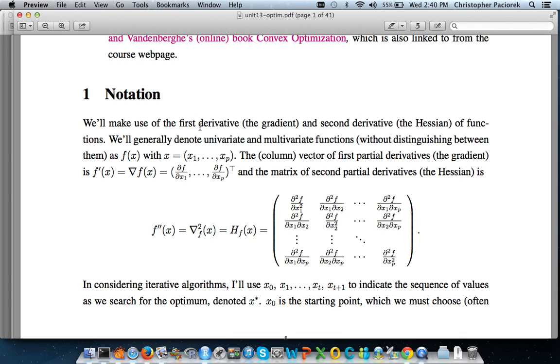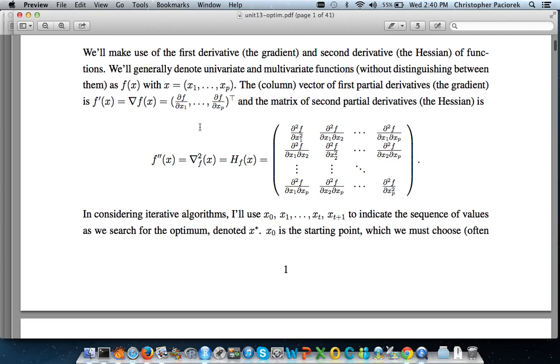And I'm going to also make a lot of use of the matrix of second derivatives, which I'll either call this grad squared of f of x, or H of x for the Hessian, which is another name for the matrix of second derivatives. So this is just going to be a matrix of all of the pairwise partial derivatives of f. So taking the second derivative of f with respect to x1 twice, or with respect to x1 and then x2, et cetera, et cetera.